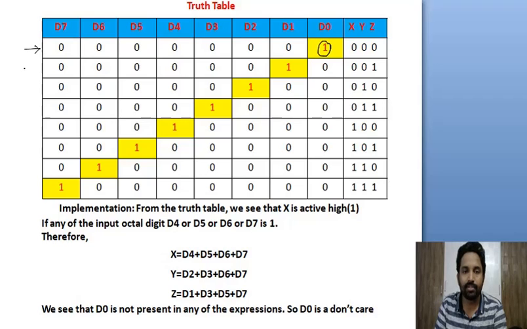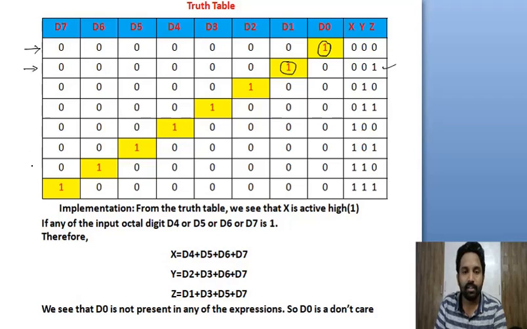Observe this second row also, only one input is activated, that is only D1 is activated. All other inputs are 0, only D1 is activated. For that, the output depends upon the corresponding input value only. So the corresponding input is D1. Now it generates the binary code for this D1, which is nothing but 001.